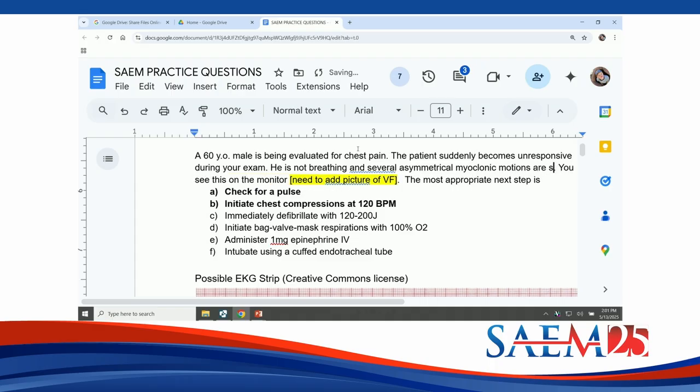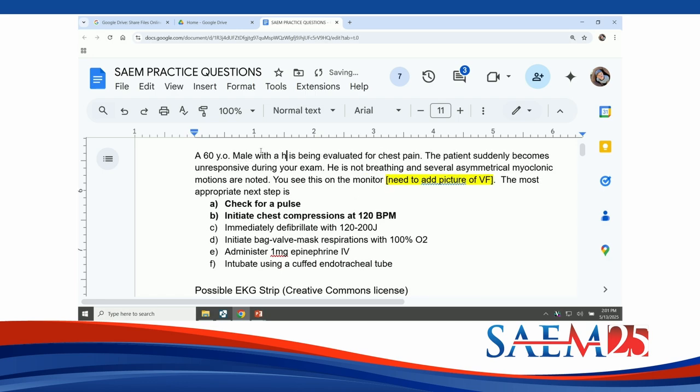You could put something like 60-year-old male, history of chronic alcohol abuse. Ooh. Or seizure without things.